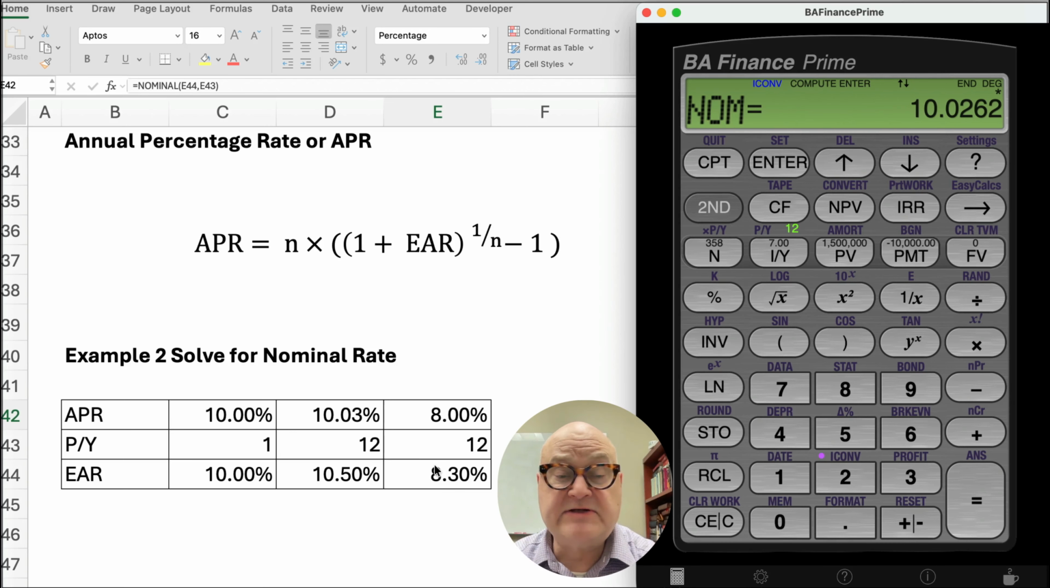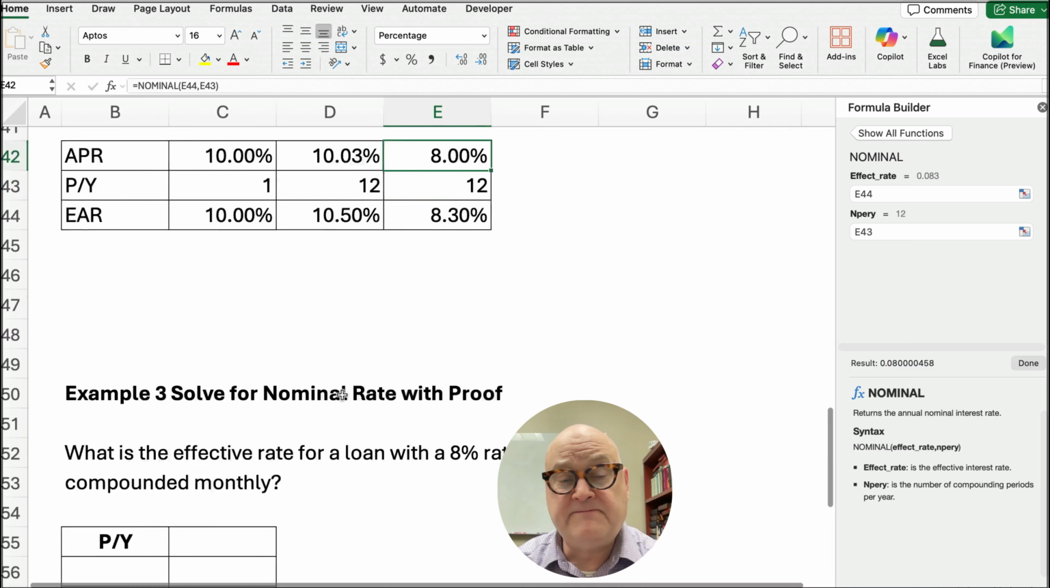Let's plug in this one just completely different here. We're going to solve for the APR, or the nominal rate. We're going to put in the effective rate, 8.3%, enter, compounding 12, and the nominal, let's do compute, and that turns out to be right at 8%, 8.00%.